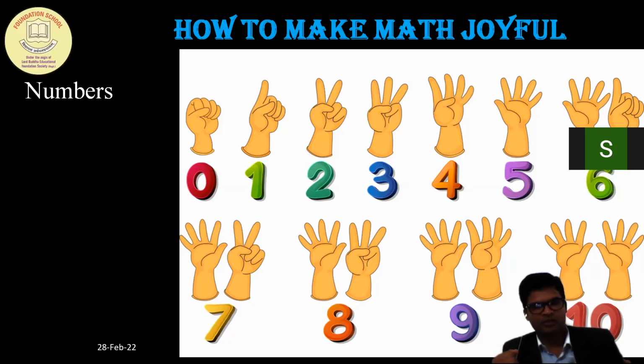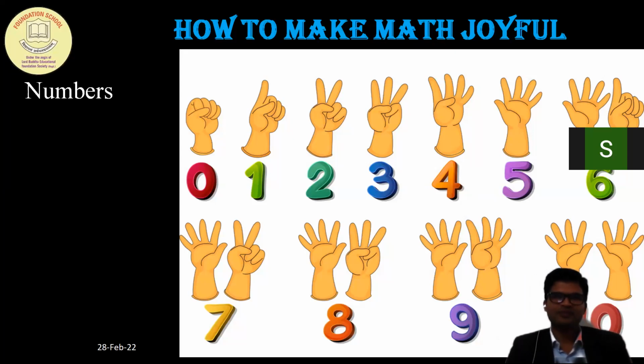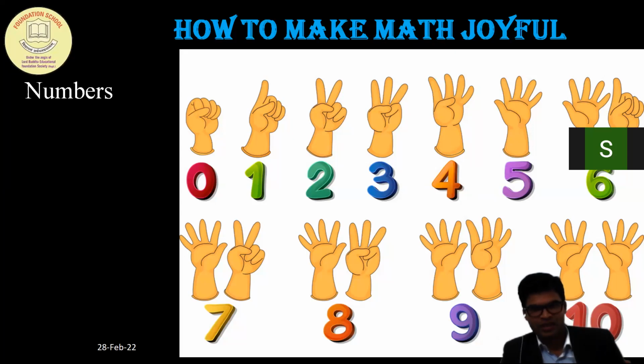1, 2, 3, 4, like this. So it will be part of their body language. It will not only be in the books and notepad and notebook, but also in their daily habit. Most often when we show someone 2, we show them 2 fingers. Why? Because it is in our daily habit. So by these gestures, by these ways, we can make it more joyful, more interesting. There are many different ways and different strategies to make it joyful.